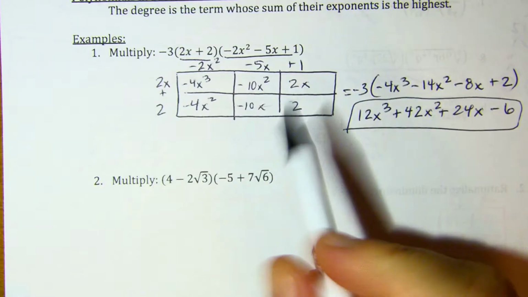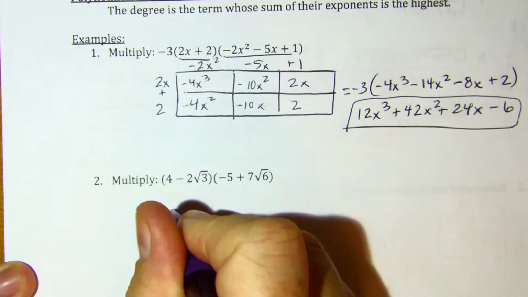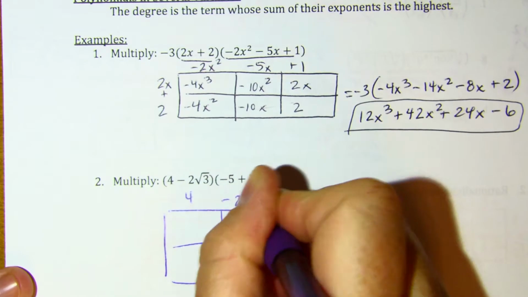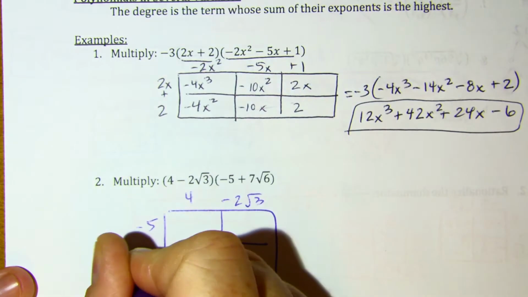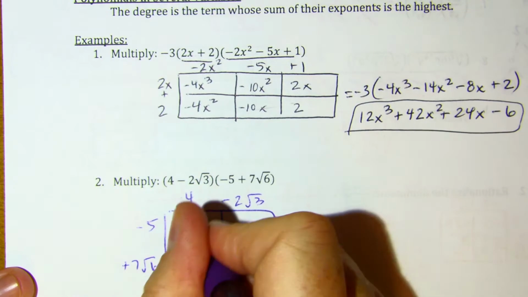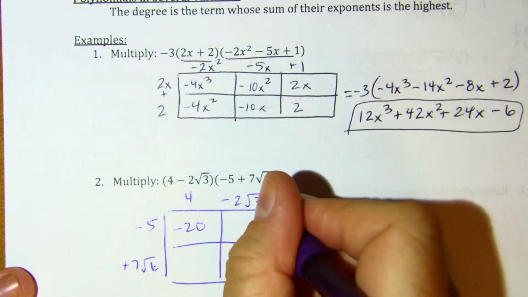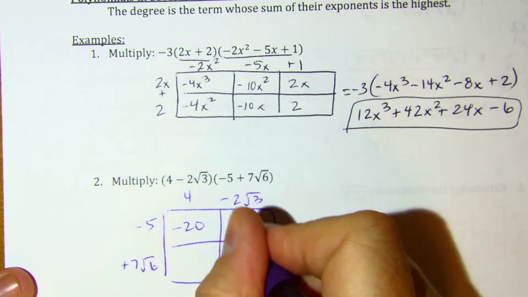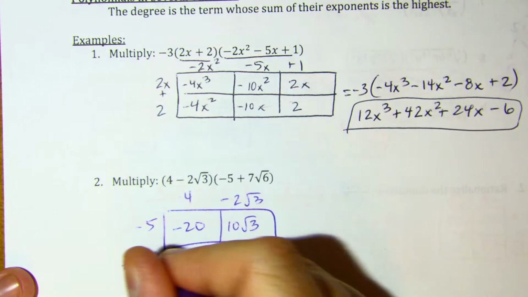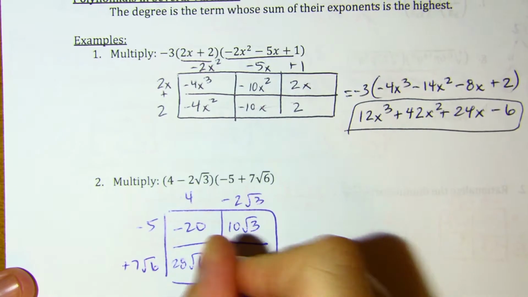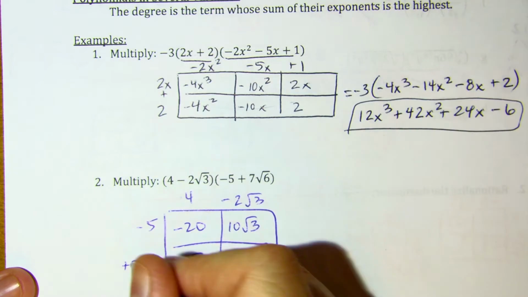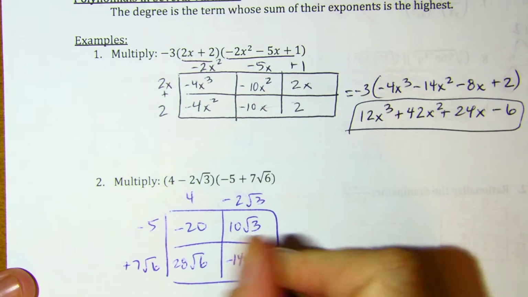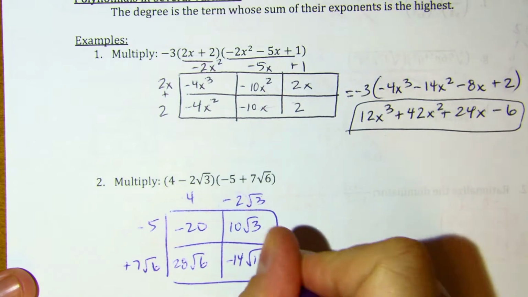Now when we're multiplying radicals, I can still just use a box. Negative 5 and 4 is negative 20. Negative 5 and negative 2 root 3. This is outside of a radical, so those pieces go together, and that's 10 root 3. 4 and 7, 28 root 6. And then negative 2 and positive 7, those numbers out front get multiplied, so that's negative 14. And then 6 times 3 is 18.